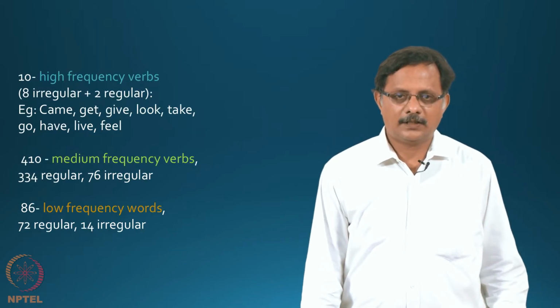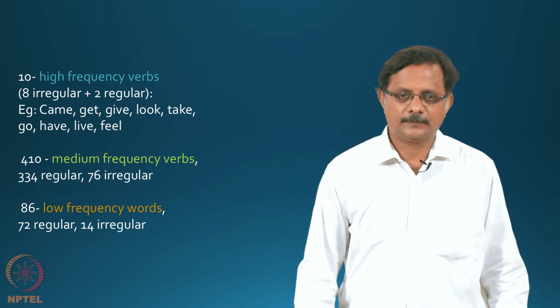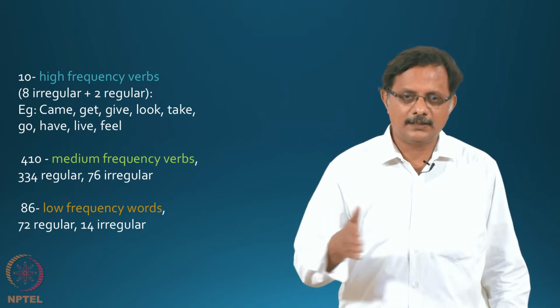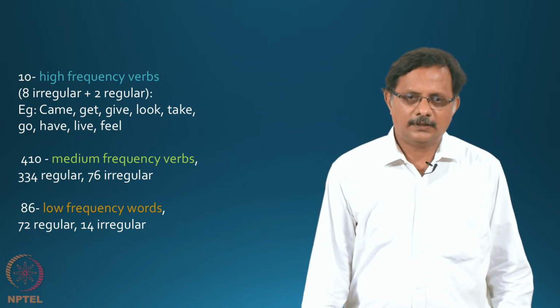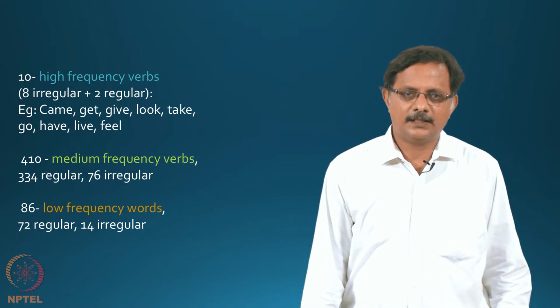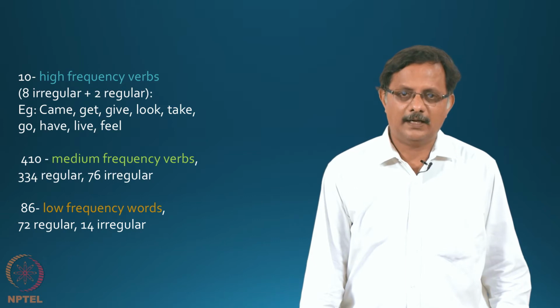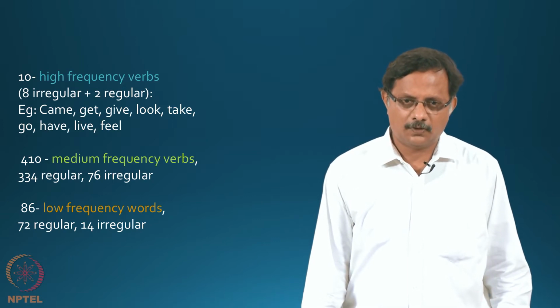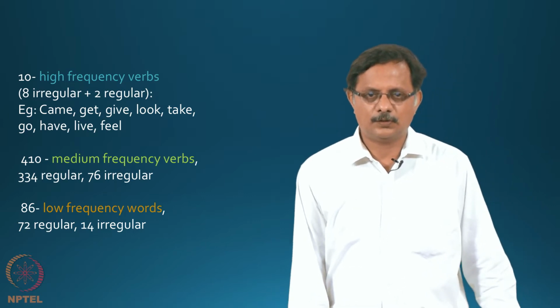Now, a network can be trained, and people have shown that the network also exhibits all these 3 stages as it is trained. To do this experiment, they trained the network in 3 different stages. In stage 1, a small number of high frequency verbs were used for training. There are only 10 of them, and among them 8 are irregular forms and 2 are regular forms. The words are like come, get, give, look, and so on.